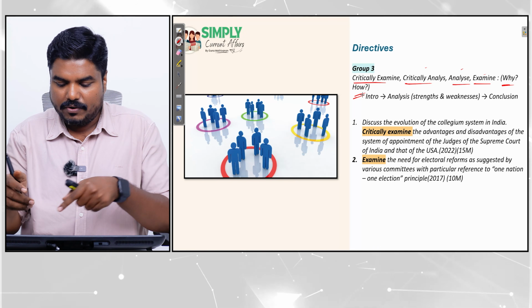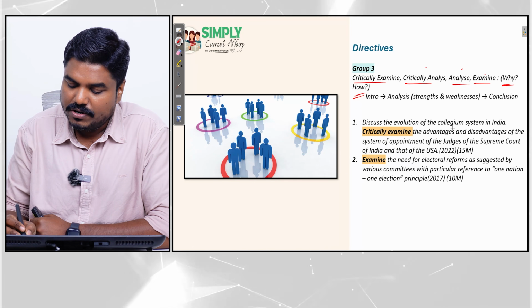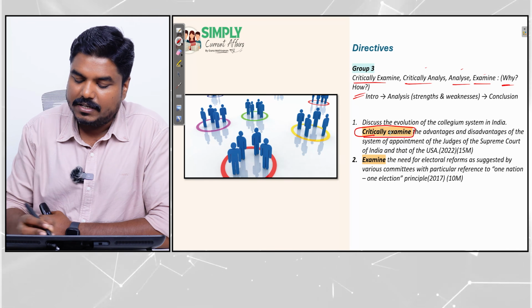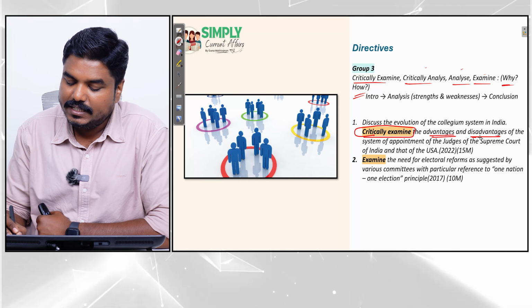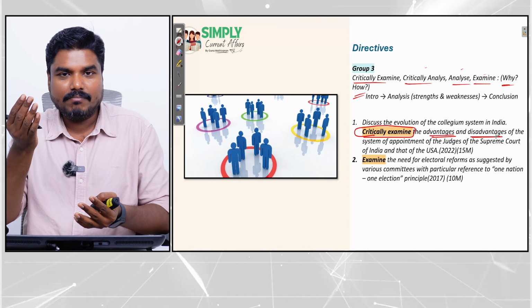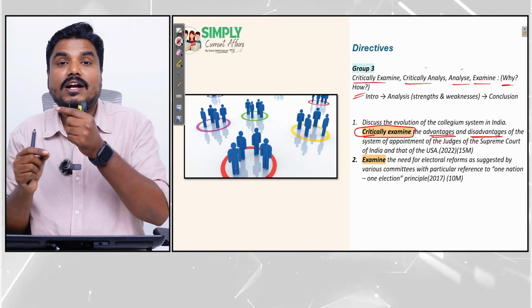So look at the questions. Discuss the evolution of the collegium system in India. Critically examine the advantages and disadvantages. See, by writing the advantages and by writing the disadvantages, you are able to analyze.